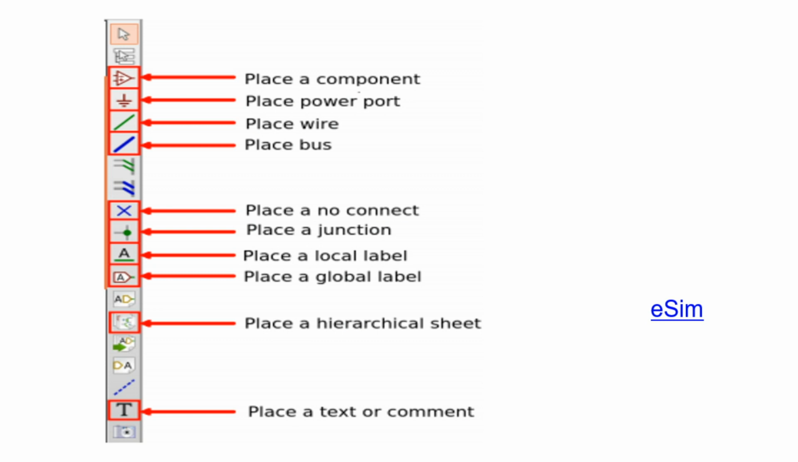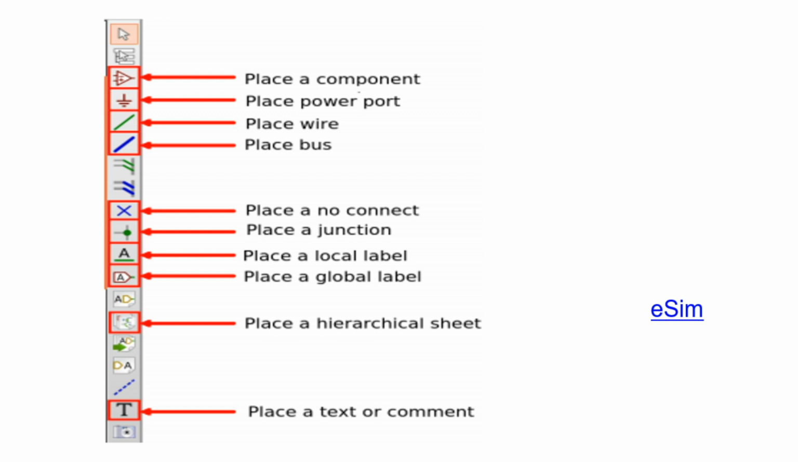On the right hand side of your schematic editor window, you could see this toolbox. The very important use of this toolbox is that it allows you to place a component. Any component of your circuit could be placed using this icon. So you have to click the place a component icon, then click in the editor window, and a window will open. You have to select the component.